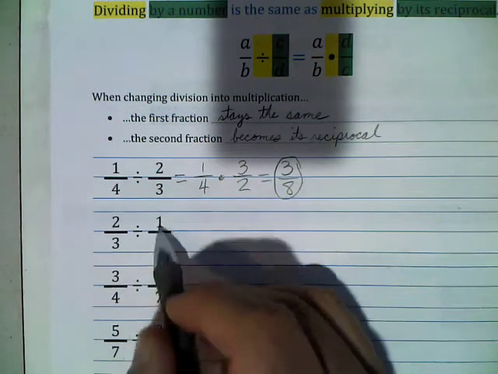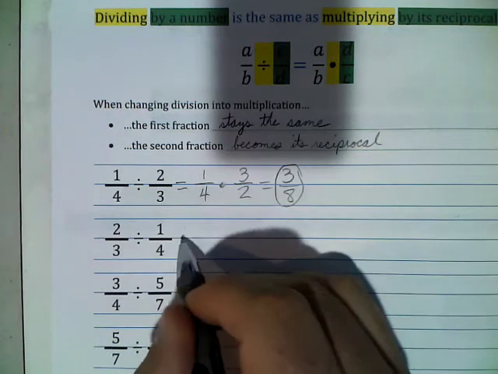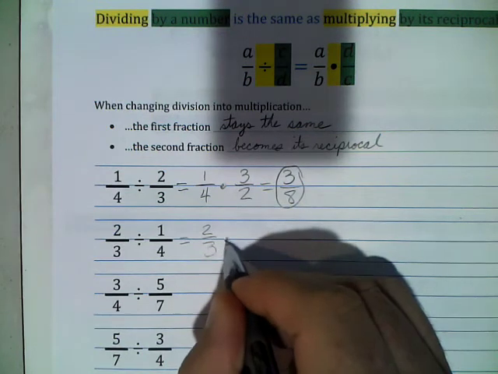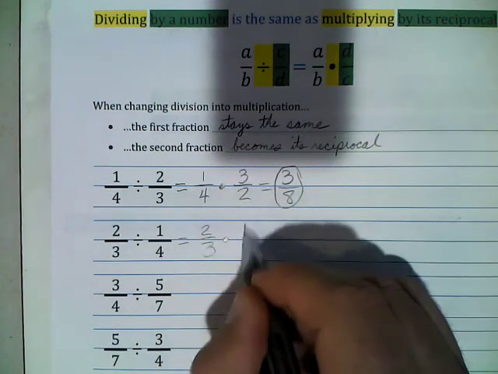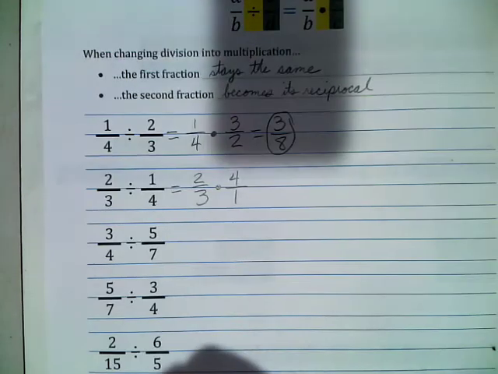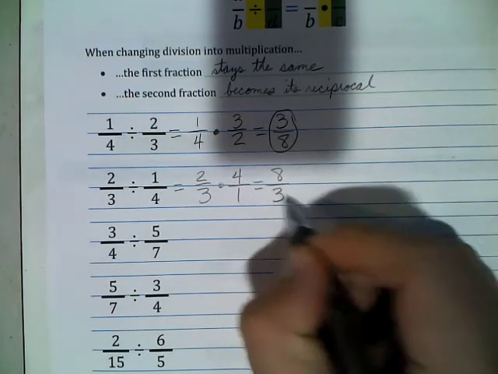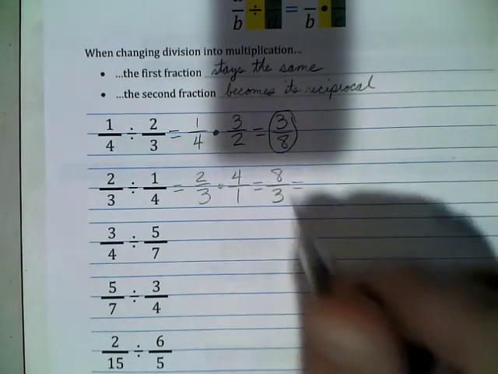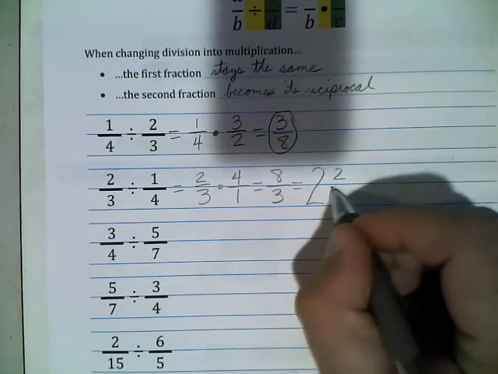So let's check out 2/3 divided by 1/4. Again, the first fraction stays the same. So this will equal 2/3. We're changing this to multiplication, and then when we do, the second fraction becomes its reciprocal. So 1 over 4 will become 4 over 1. Again, any reducing before multiplying? No, can't do any reducing before multiplying here. So 2 times 4 is 8. 3 times 1 is 3. Now this is an improper fraction, so we do need to go an extra step here and change it into a mixed number. So 3 goes into 8 2 times with 2 left over.